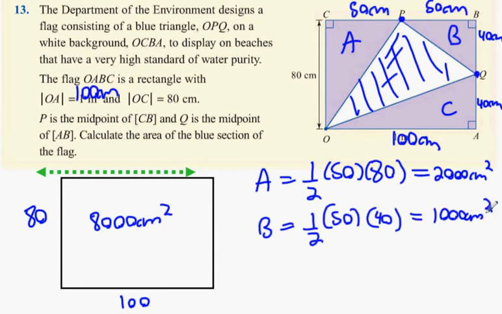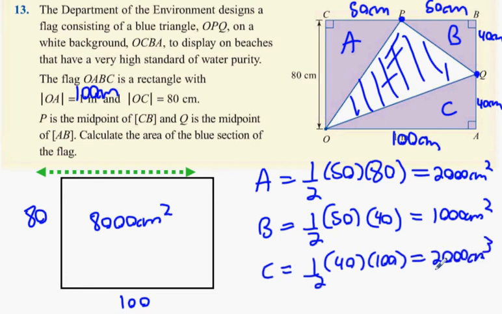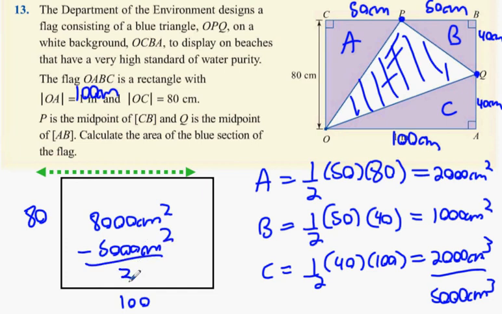And finally, what's the area of C? A half base times height again. 40 times 100, which is going to get me 2,000. Add up all of them together and it's 5,000. Take 8,000 minus 5,000. That gives you 3,000 in the middle. So, does everybody get that? That the 8,000 is in different sections and they all have to add up to 8,000. We good? Alright.